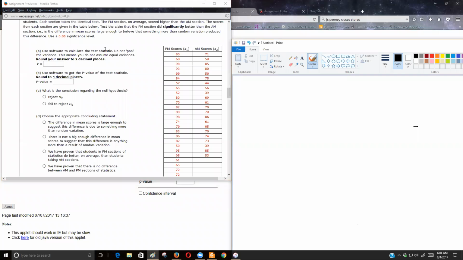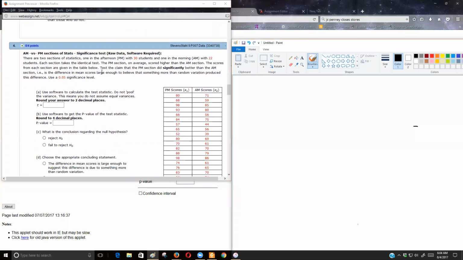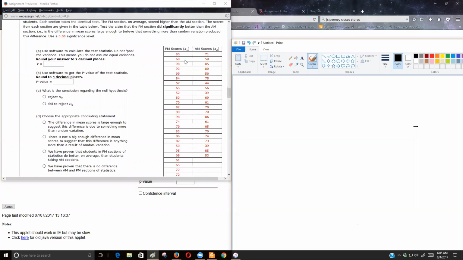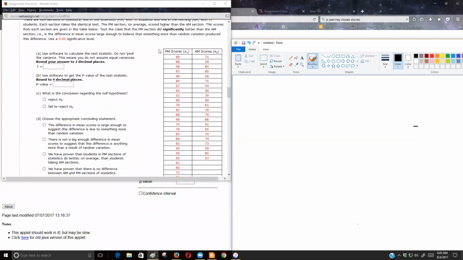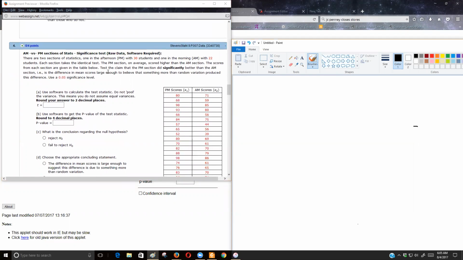Okay, so this is the problem in the problem set for the week about testing the difference between AM scores and PM scores in the stat course. So there's two sets of scores. These are the PM students, the AM students, the way they gave them to us. And the claim they're trying to test is that the PM section did significantly better than the AM section. So what I'm seeing is a one-tailed test.